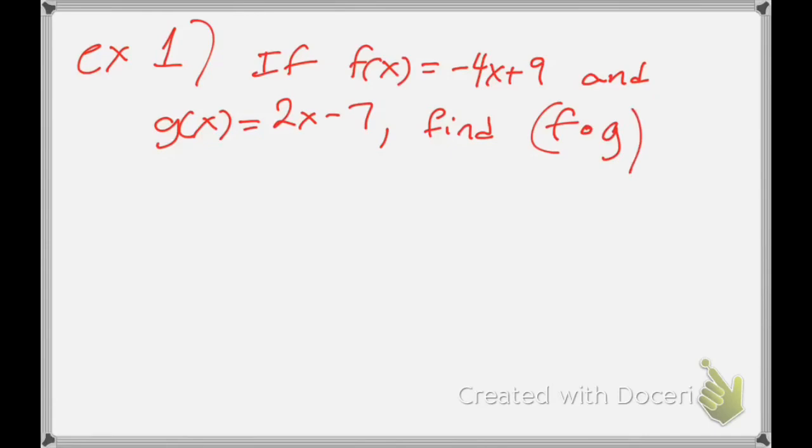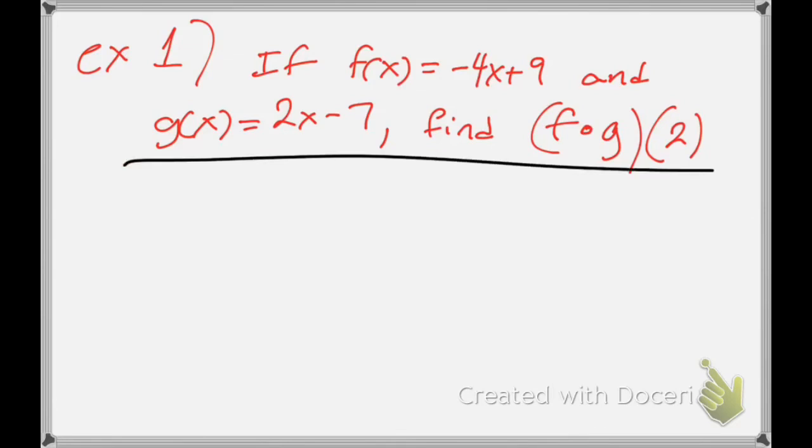So f of g and parenthesis of 2. So find f of g of 2, and how this works is whichever comes first, so these two letters here, the f comes first and we have g. Basically we're going to work from the inner letter out.